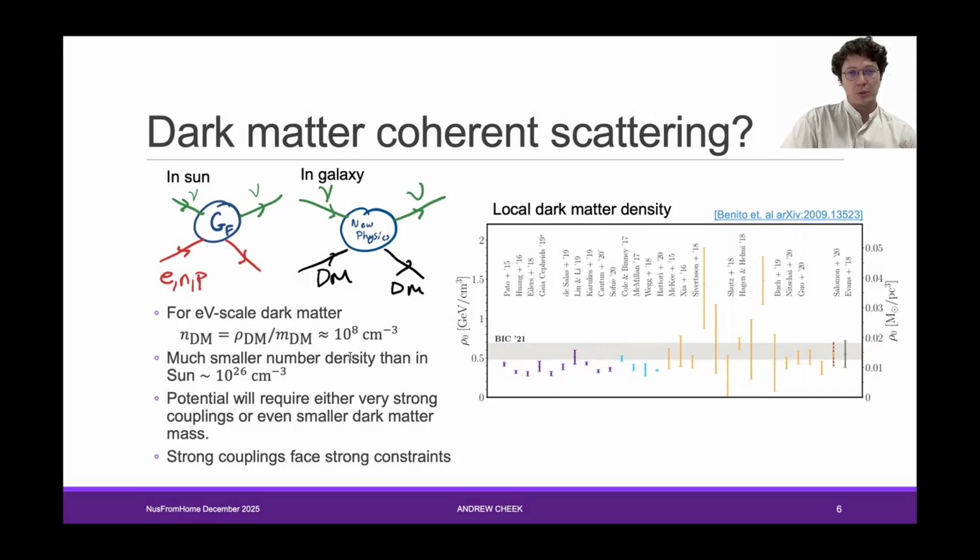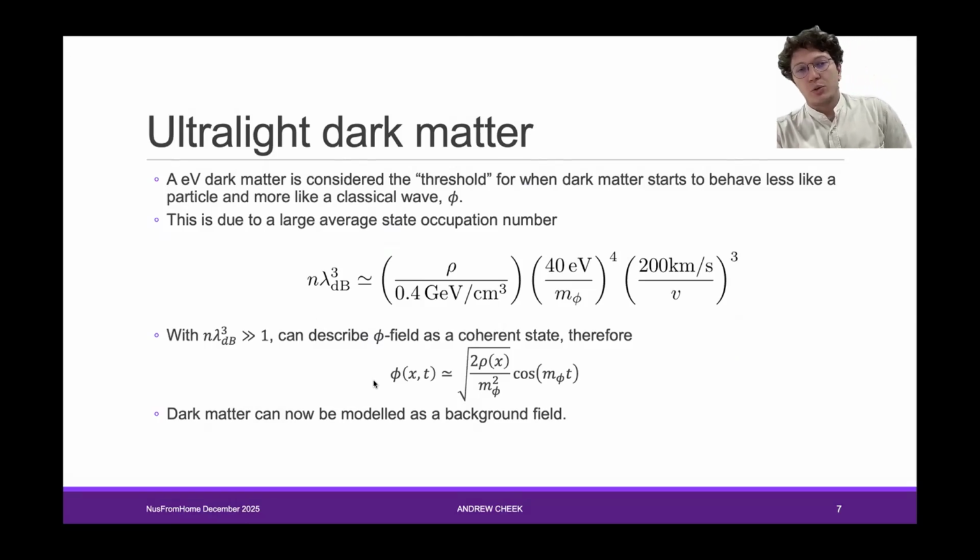So, in order to have coherent scattering of dark matter be the source of neutrino masses, we need either very, very strong couplings or an even smaller dark matter mass. Strong couplings face strong constraints, so we look at the possibility that dark matter is much lighter. The reason why I chose 1 eV is that around this scale, dark matter is considered to be on the threshold of when it starts to behave less like a particle and more like a classical wave.